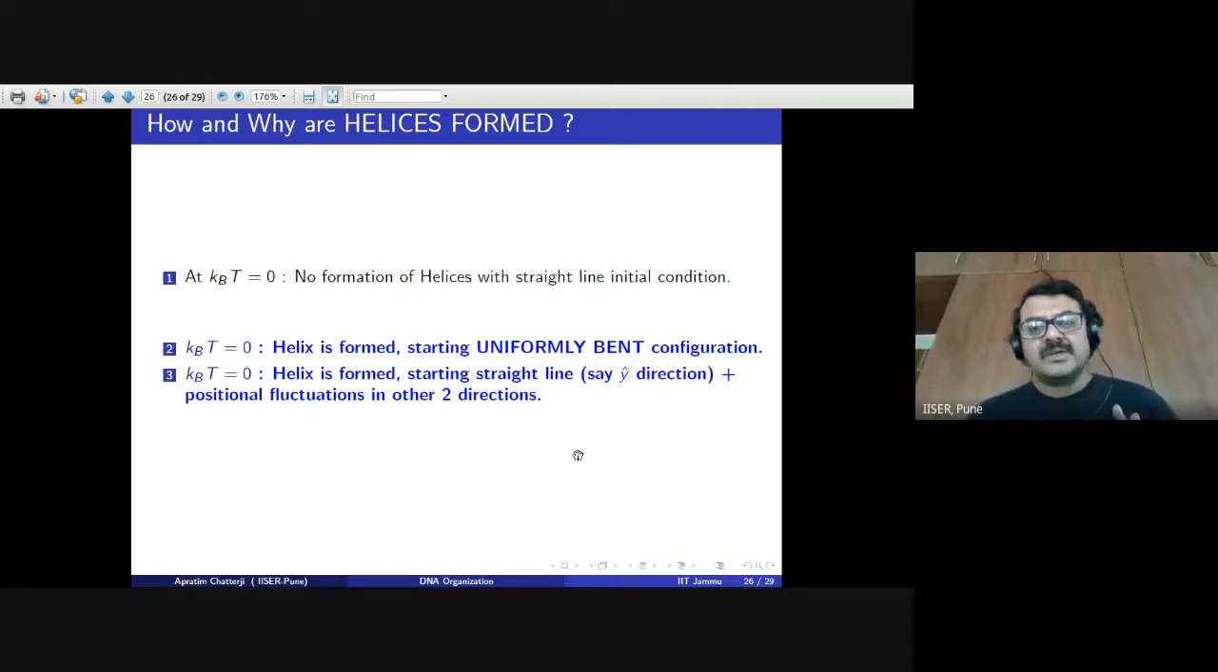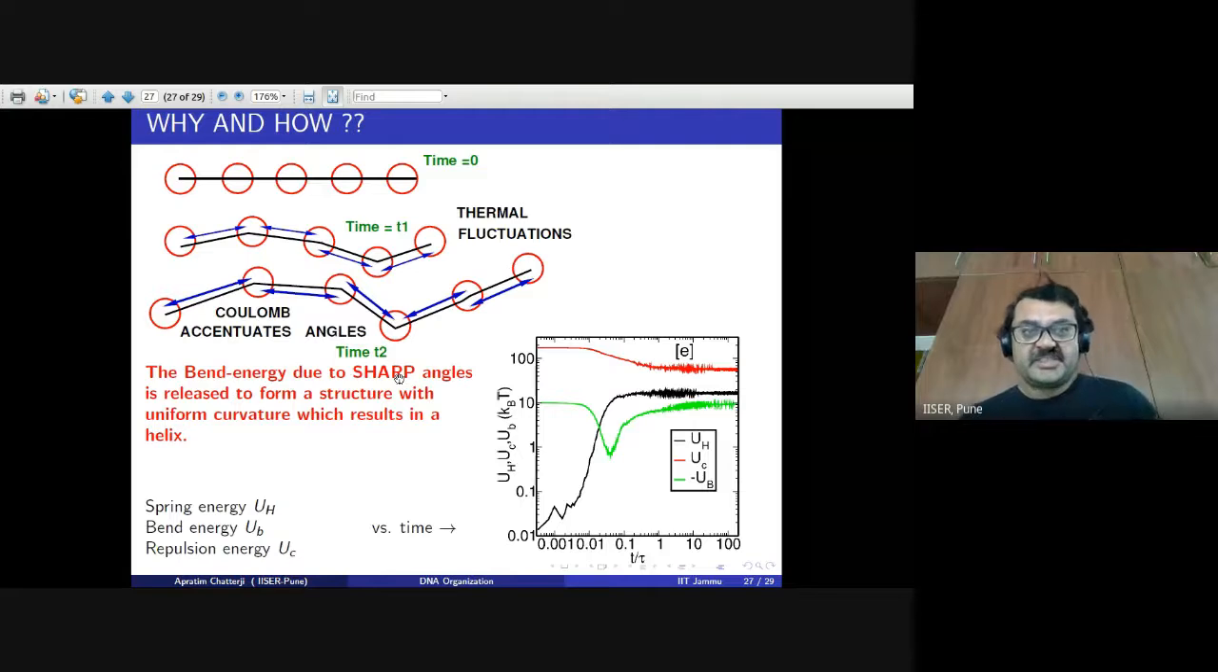Okay. So what I want to say is, kBT, the fluctuation seems to play a role, because at kBT, when you start with a straight line configuration, no helices are formed as expected. But when you start, even at kBT, with some positional fluctuations, not a perfect straight line, you get some helices. And I will briefly tell you how and why helices are formed.